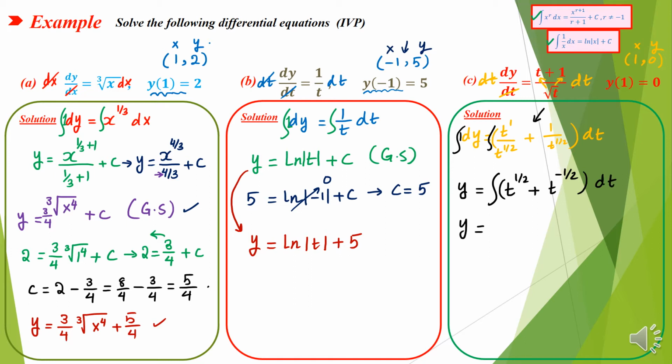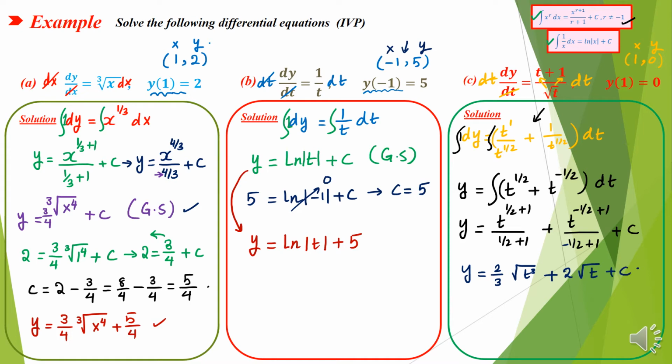And this means y equals, now you have to start the integration, and you have to use the power rule to find this integration. t to the half will be t to the half plus 1 divided by half plus 1. Then we have plus t to the negative half plus 1 divided by negative half plus 1, plus c. After that you have to simplify, and you'll get y equals, in denominator we have 3 over 2, and up we have 3 over 2, so it will be 2 over 3 square root of t cubed totally, plus here we have negative half plus 1, t to the half, and down we have 1 over 2, so it will be 2 square root of t plus c.